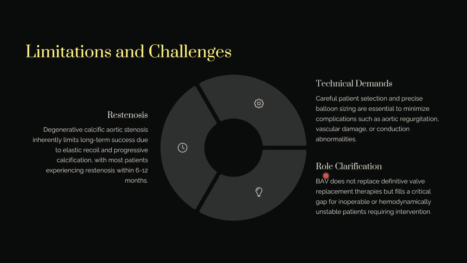Now, role clarification. BAV does not replace the definitive valve replacement therapy but fills a critical gap for inoperable and hemodynamically unstable patients. Inoperable means the person who is not fit for the operation due to age or comorbidities, and hemodynamically unstable patient means one whose circulatory system is not adequately maintaining blood pressure and blood flow to perfuse vital organs. This instability can lead to organ damage and is often a sign of shock.